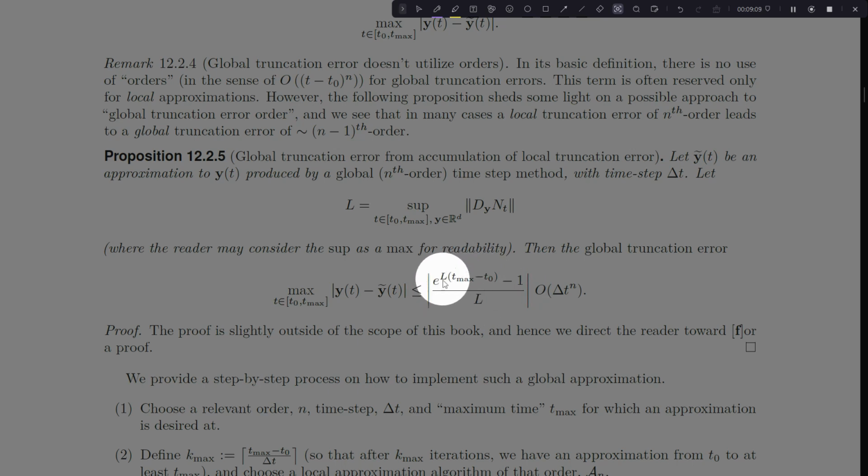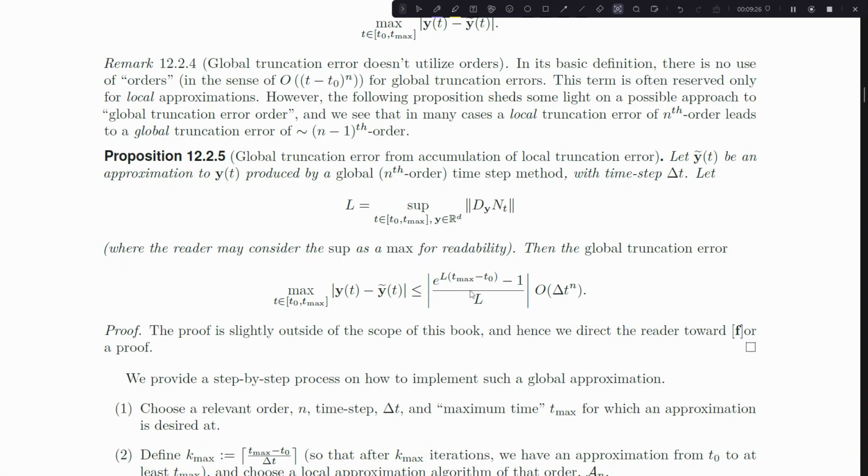This is just an exponential of a number. I'm calling L an actual number here. Exponential of a number times the difference in time, minus 1, over L. Take the absolute value of that, and then you're actually order delta t to the n in that quantity. So that's a very interesting proposition we have that gives us a little bit of an idea of the order, right?